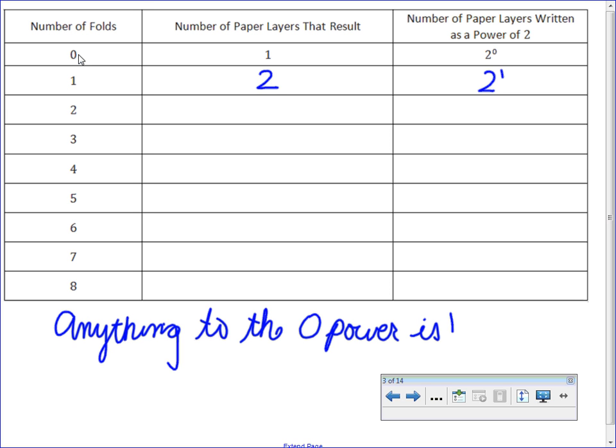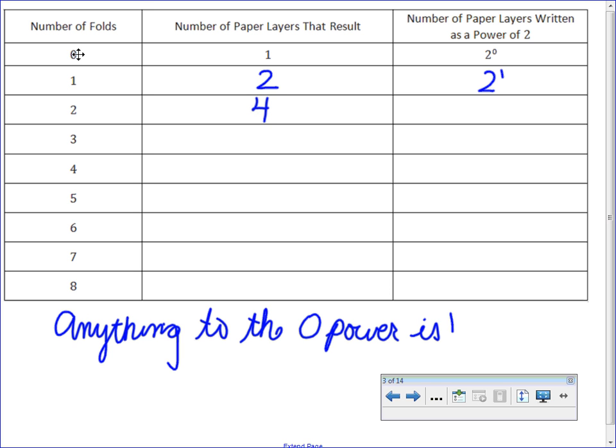All right, so does everybody see 2 layers? So now if I fold this in half again, I'm taking my 2 layers, putting them on top of each other. So fold it again. Now how many layers do I have? 1, 2, 3, 4. So 2 folds gave me 4 layers. Is anything to the first power itself? Yes.